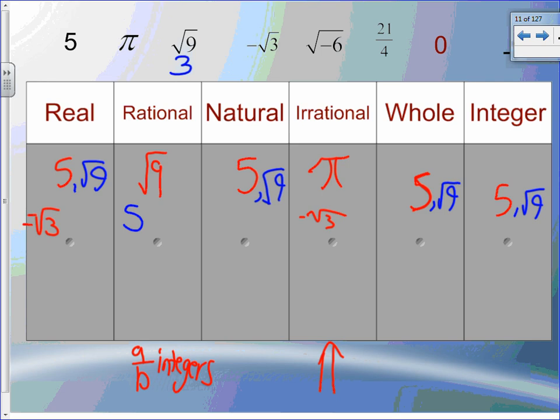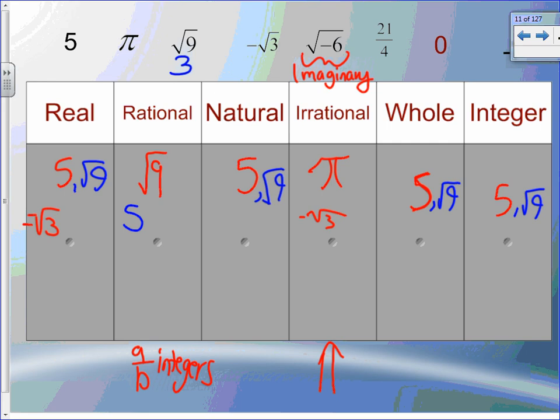How about negative 9? What can I square to get negative 9? If I square negative 3, what do I get? Positive 9. So is there any number I can square and get negative 9? No. So this is actually an imaginary number. That is outside of the reals.